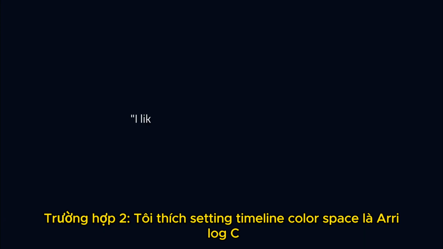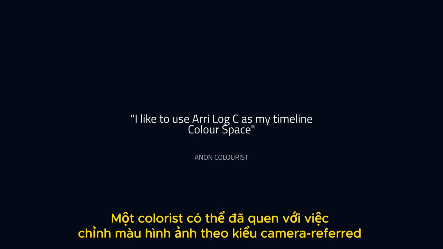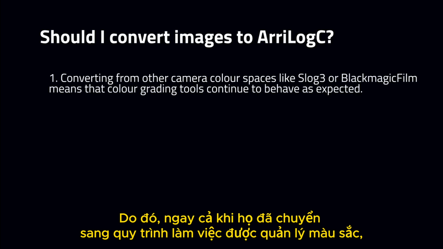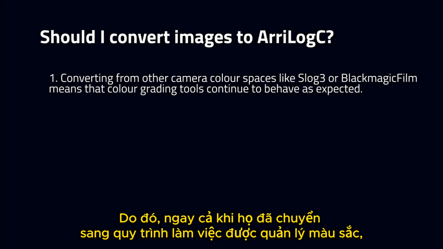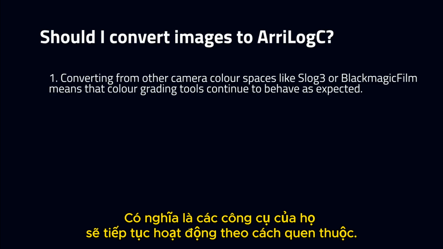Scenario 2. I like to use RE-log-C as my timeline color space. A colorist may have got used to grading camera referred in RE-log-C 3, that's the original RE-log. Therefore, even if they have transitioned to a color managed workflow, setting their timeline color space to RE-log-C means their tools will continue to operate in a familiar fashion.